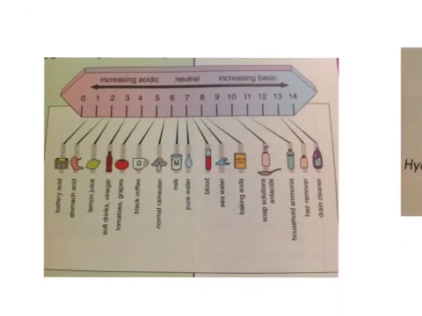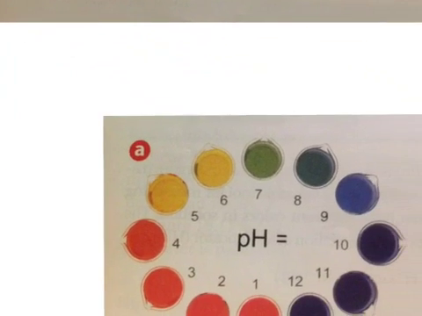The slide here again is just more examples of the pHs that they're found at. So we've got battery acid at the extreme acidic side and drain cleaner at the extreme basic side.